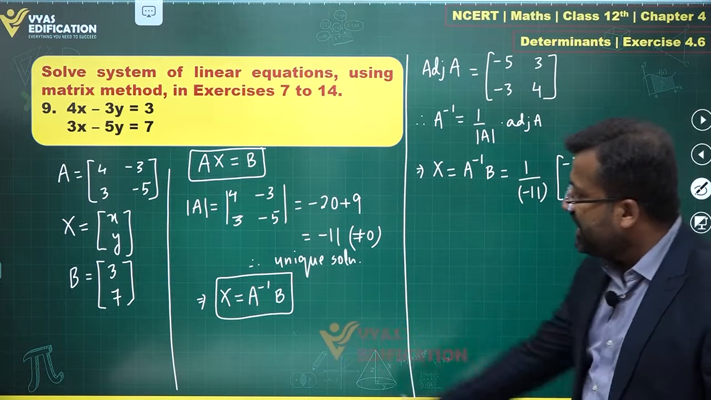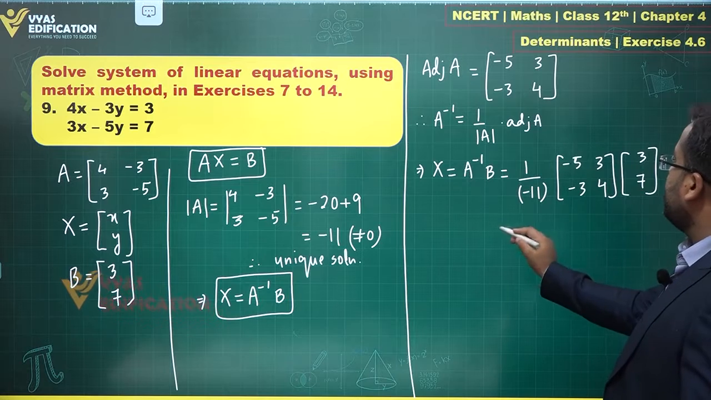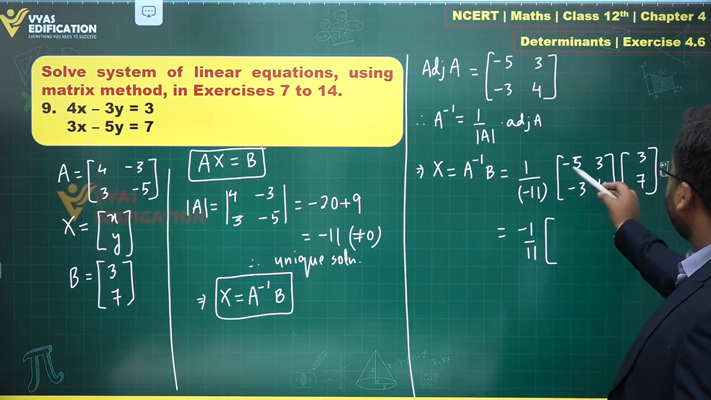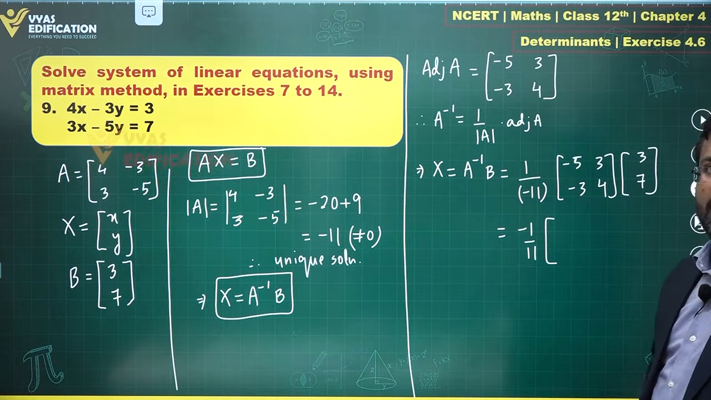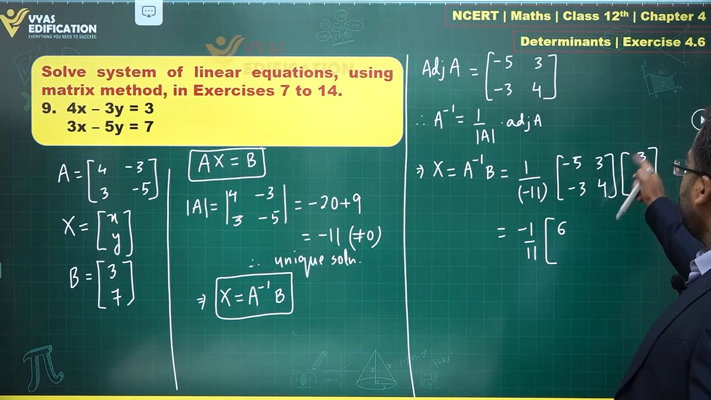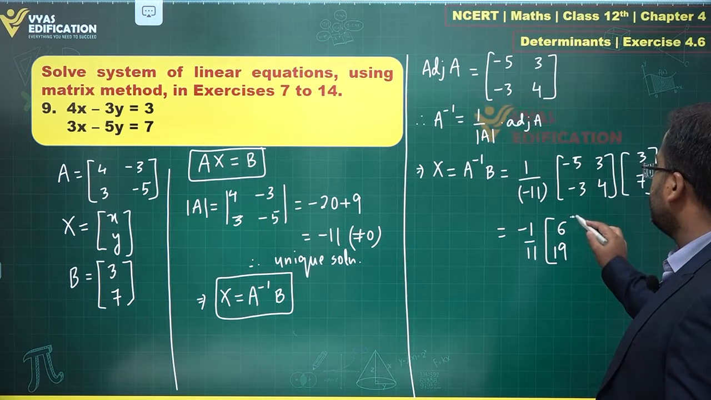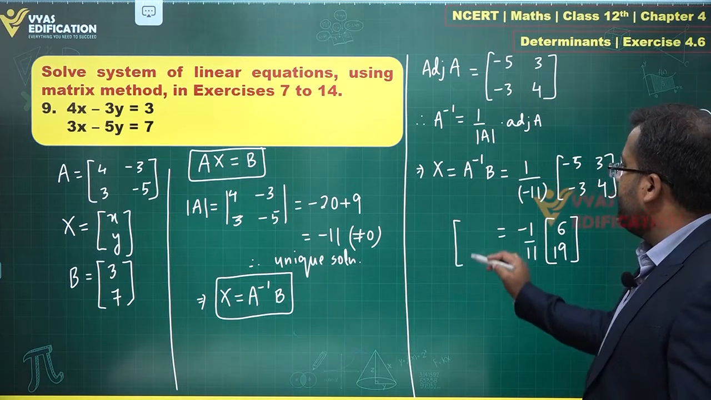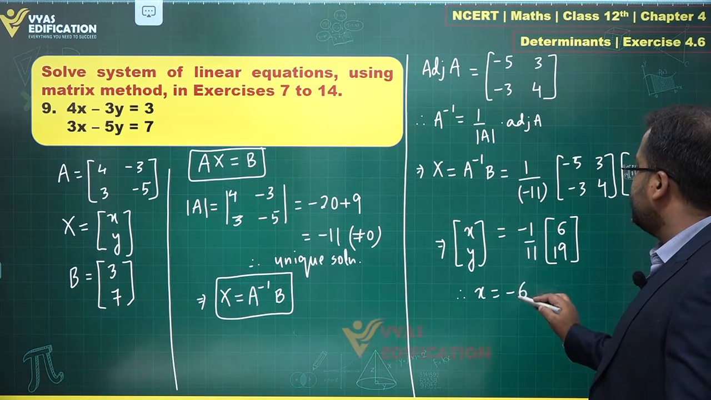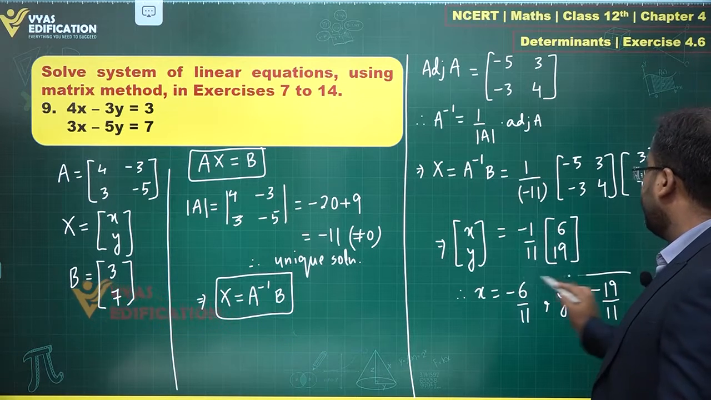And the matrix B is there, 3, 7, right? Let's multiply them together. This is minus 1 by 11 times, what is this? Let's focus on this. Minus 15 plus 21. 21 minus 15 is 6. Minus 9 plus 28. 28 minus 9 is 19. Actually, this is what I'll be getting. This is the value of the matrix X, Y. Therefore, X becomes equal to minus 6 upon 11. Y becomes minus 19 upon 11.